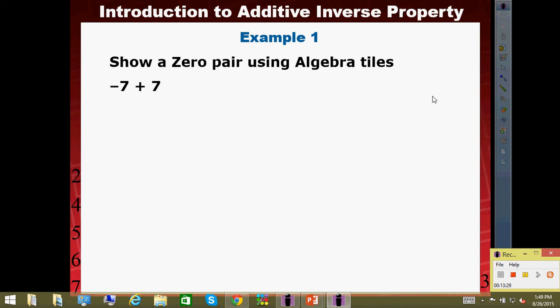So, it says, show a 0 pair using algebra tiles, negative 7 plus 7. So what is the first number that we need to represent? Negative 7. So get 7 negatives in front of you. 1, 2, 3, 4, 5, 6, 7. So do as I do, please. Nice and straight like mine.